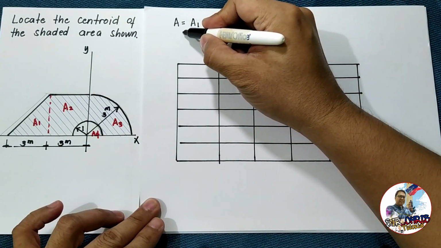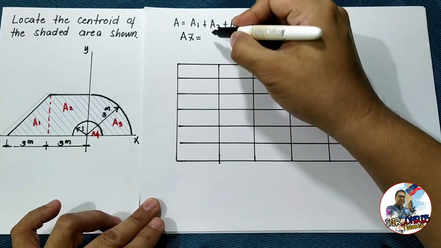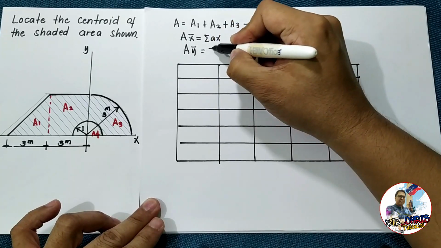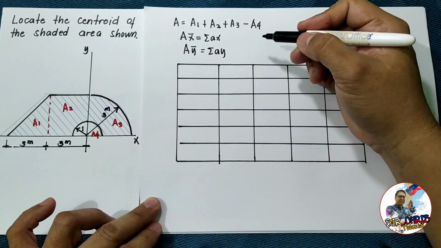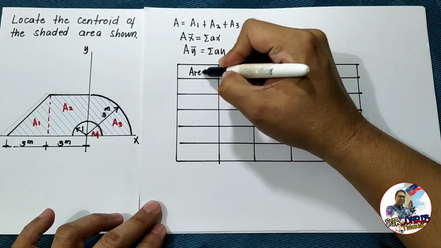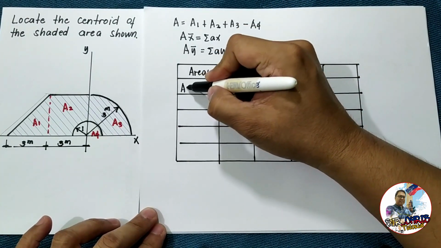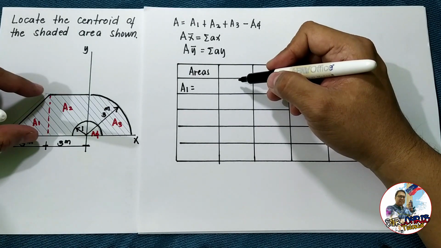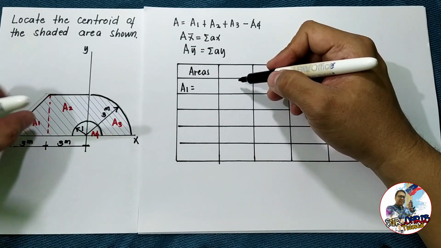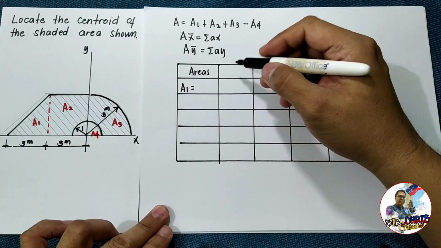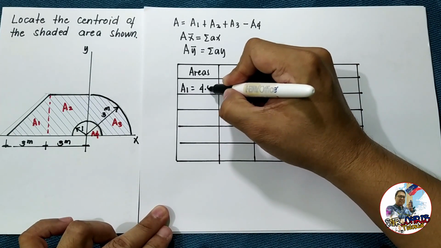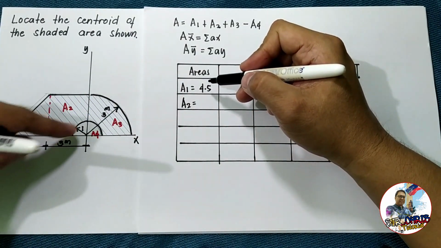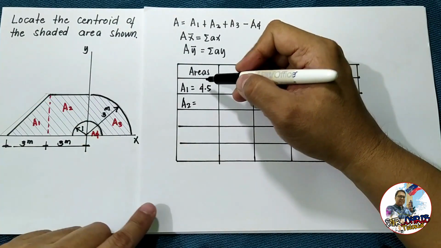For the formula for the centroid of an area, we have A X bar equals summation of AX, and A Y bar equals summation of AY. So for the areas, let's have first area 1. Area 1 is the area of the triangle, so that is 1/2 of base times the height, 1/2 of 3 times 3. So this is negative 4.5. And then area 2 is the area of this square or rectangle, 3 by 3, so we have 9.